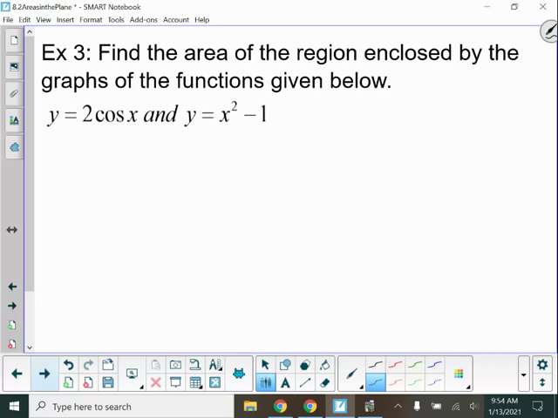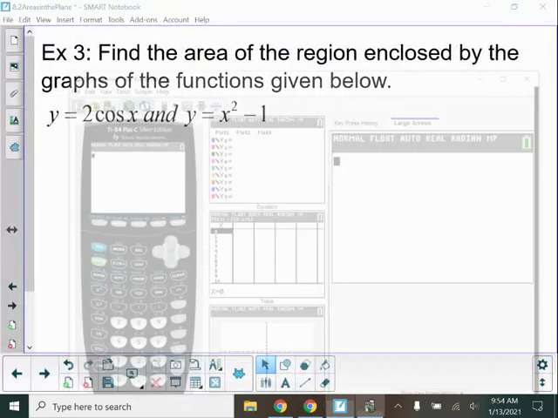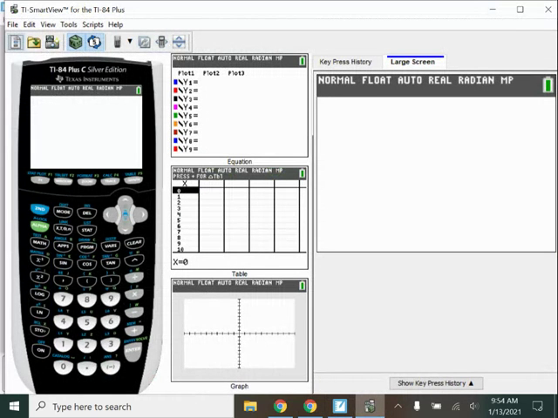Now you may not be able to tell which one occurs on top, which one's on the bottom. It also doesn't tell me what I'm integrating in between, which is the bigger problem. So I'm actually going to put these into my calculator.